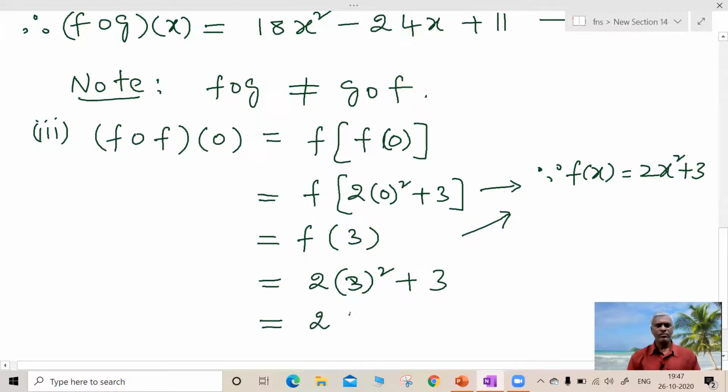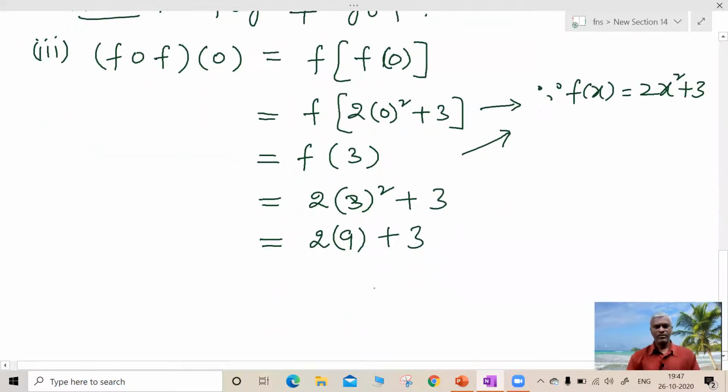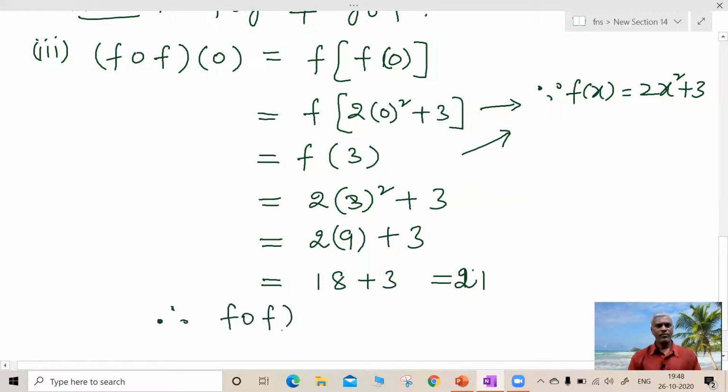2 into 9 plus 3. 2 into 9 is 18. 18 plus 3, that is 21. So this is f∘f(0) is 21.